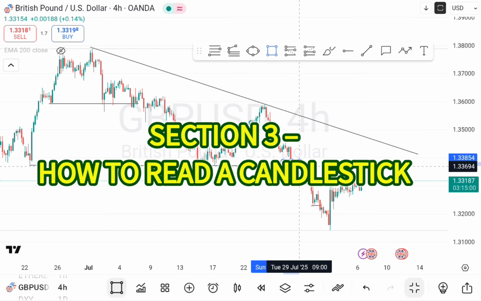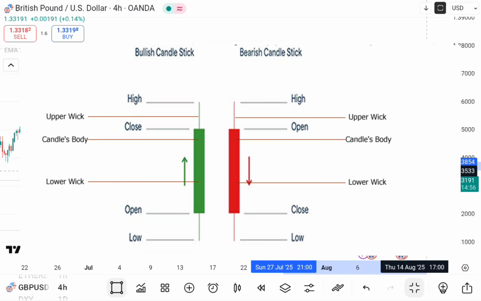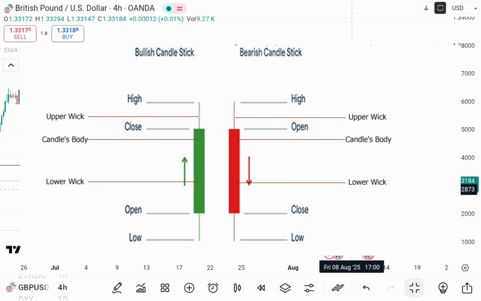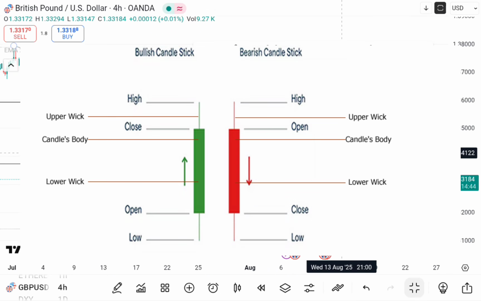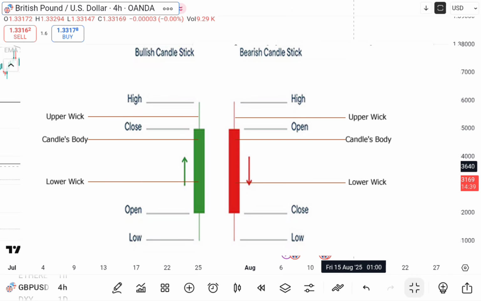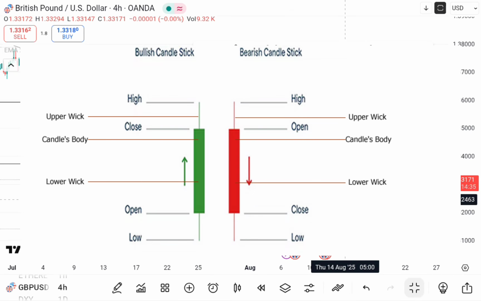Section 3. How to read a candlestick. Each candlestick tells a story of price movement within a chosen time frame. The body of the candle shows the opening and closing price. The wick, the thin line, shows the highest and lowest price during that time. If the candle is green or white, it means price closed higher than it opened. Buyers are in control. If it's red or black, it means price closed lower than it opened.